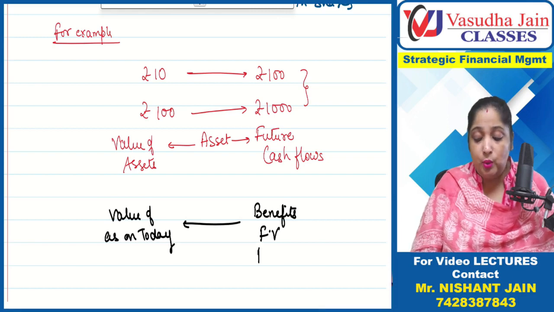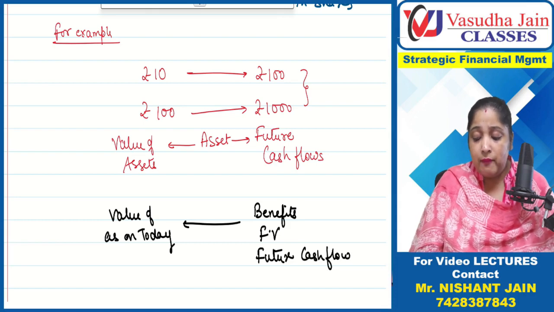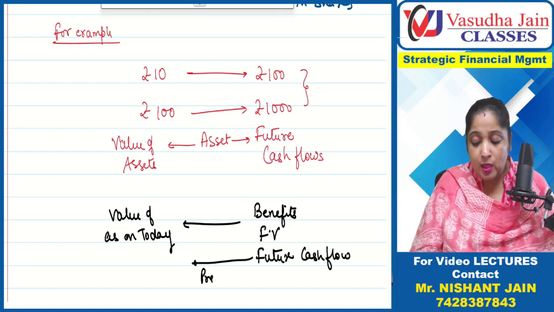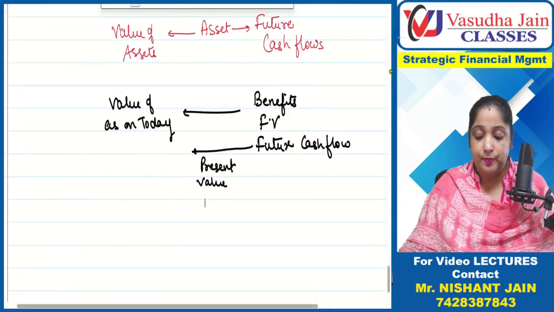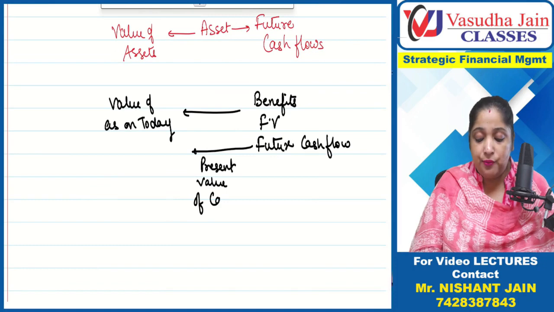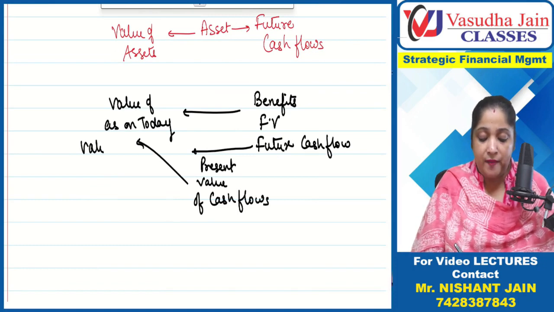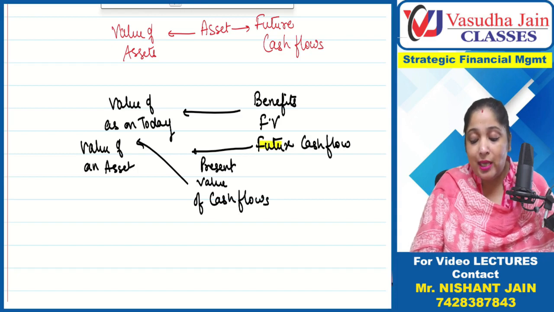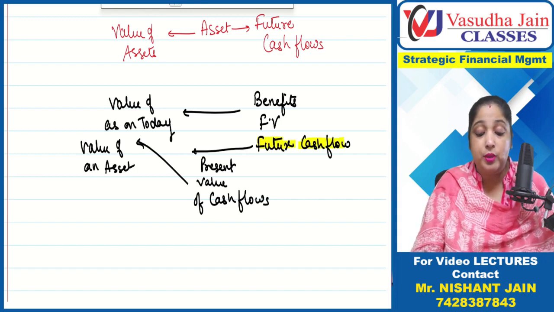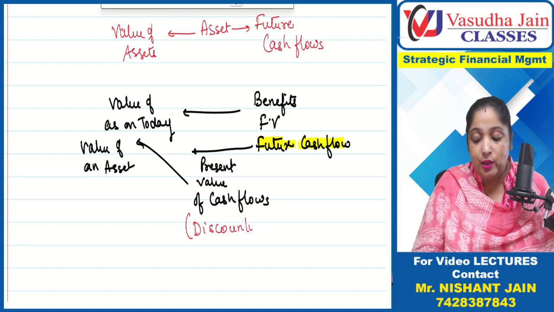So very simple. Whatever benefits you are going to get in future cash flows, just find out their present value. The present value of these cash flows is your value of an asset. What are we going to do? Whatever future cash flows you are going to get, we are going to discount them. Discounting means finding out present value.